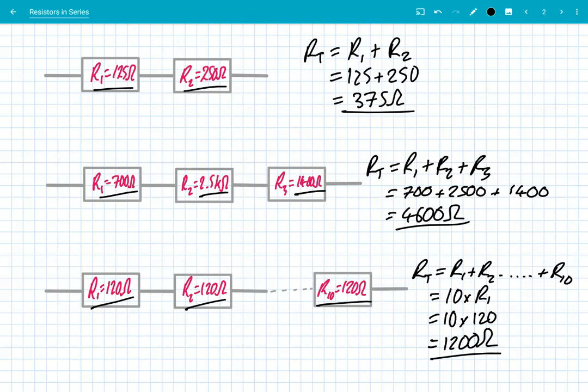So it's really easy, and all you've got to remember is that RT is equal to R1 plus R2 and so on. You just keep adding the resistances together.